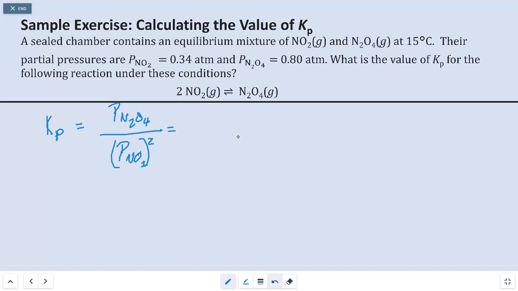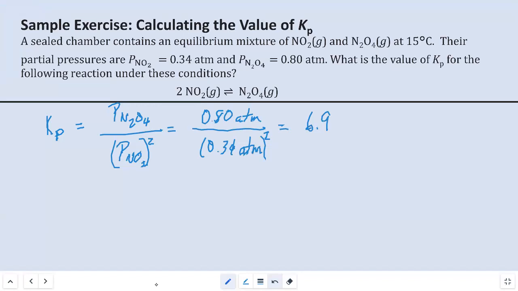We are told that the pressure of N2O4 is 0.80 atmospheres. We are told that the pressure of NO2 is 0.34 atmospheres. And since we are going to need to square that, 0.80 divided by 0.34 squared to two significant figures is going to give us a value of 6.9 as the value of Kp.